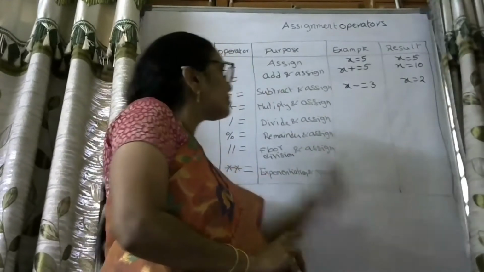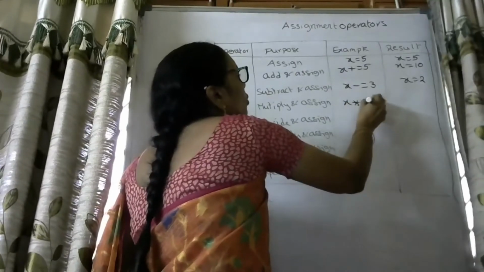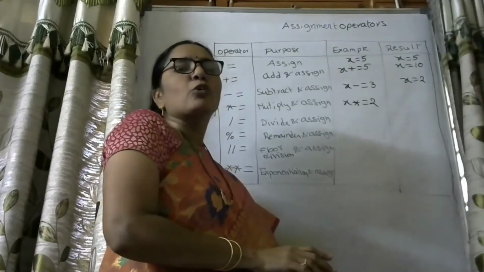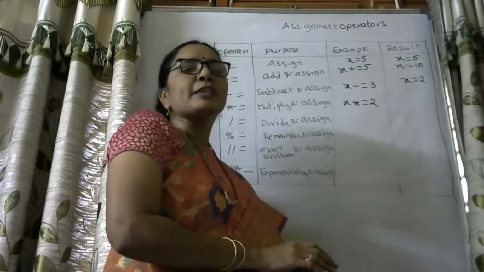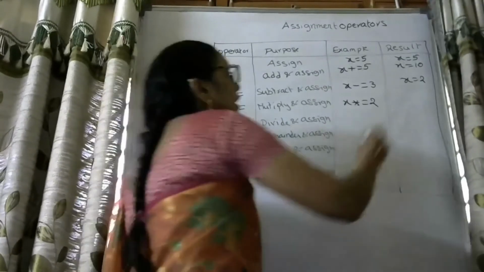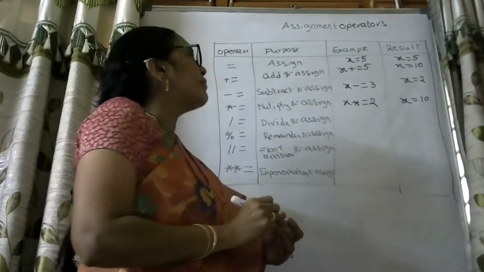Next, multiply and SI. X star is equal to 2, which is nothing but equal to X is equal to X into 2. I am assuming X contains 5. 5 into 2 is equal to 10. So the result will be 10.